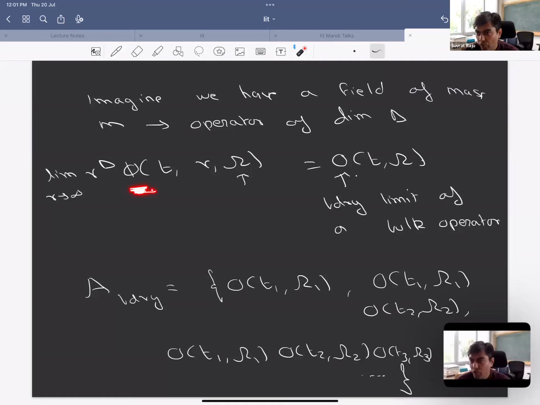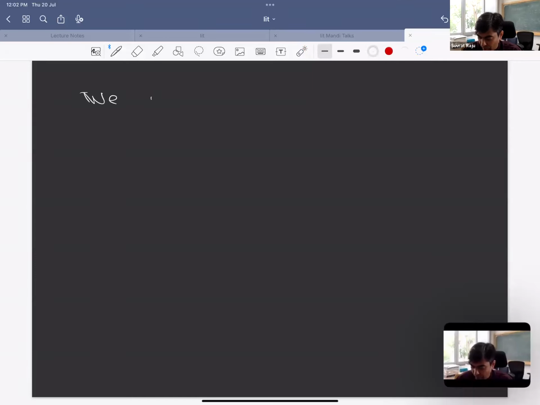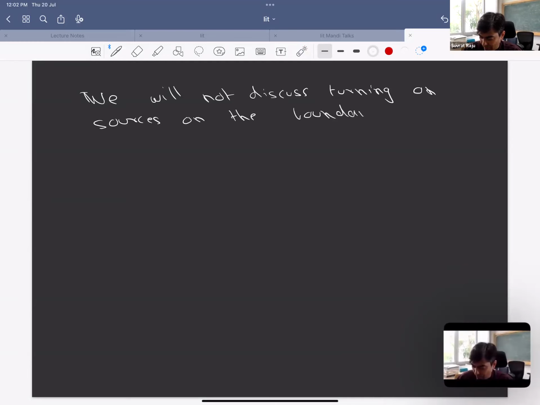In everything that I talk about, this is in fact an important point. We will not discuss at any point turning on sources on the boundary. That goes along with the philosophy I mentioned earlier, which is that you have some asymptotic algebra and you have some infinity, and at infinity, you don't do anything. You don't try to perturb what's happening at infinity. So you don't turn on sources at some finite value and keep them on or anything like that. I hope this is clear. So these are really normalizable fluctuations.